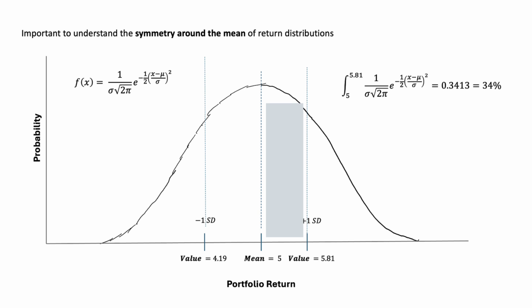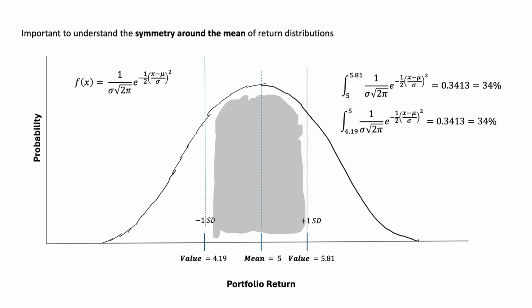Now, that integral is pretty hard to do, but if you were to do that, you would get a value of 34%. And similarly, if you were to do between 4.19 and 5, you would also get a value of 34%. So what that means is the area of this entire shaded region is essentially 68%. So what this implies here is that there is a 68% chance that the portfolio return is within plus or minus one standard deviation of the mean.